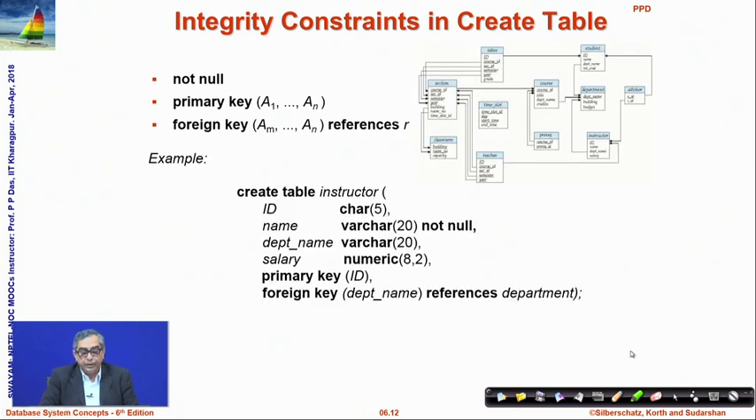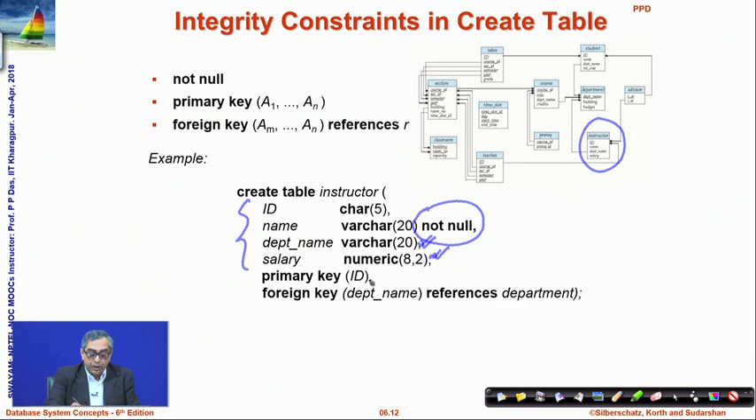So, here is an example. The instructor relation here, we had seen this part, the attributes. What we have added here is this not null. So, we say the name is not null, which means that in the instructor table it is not possible to insert a record where the name of the instructor is null, that is unknown. But the same thing is not said about department name, or about salary. So, it is possible that these could be null.